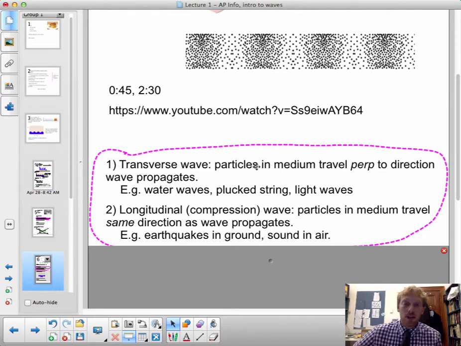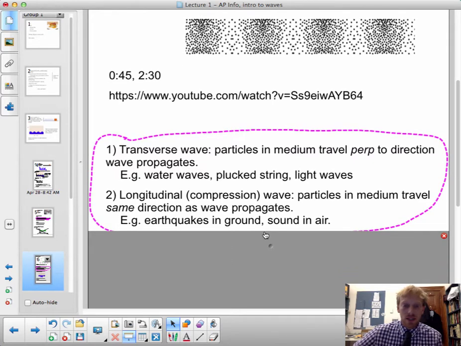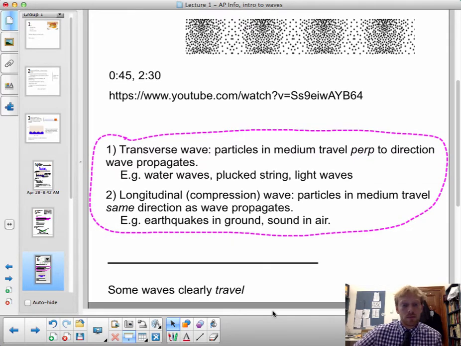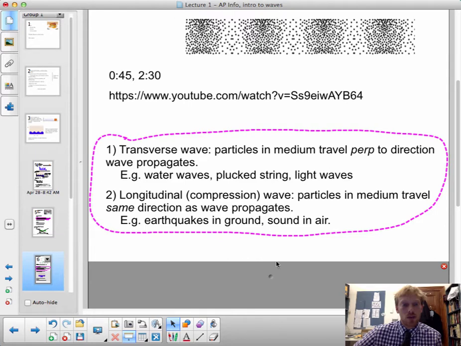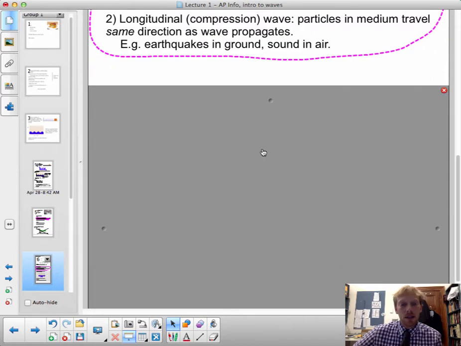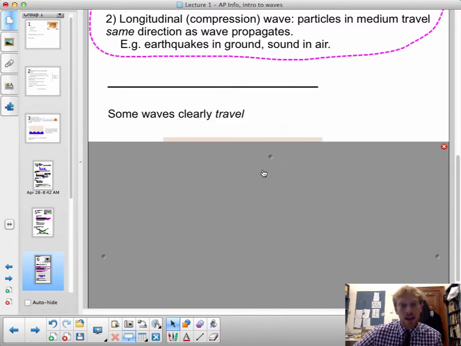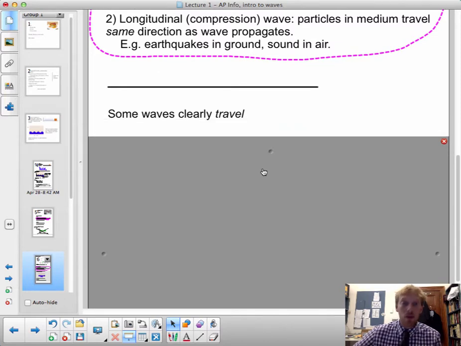Earthquakes in the ground work like that. Sound in the air works like that. Transverse waves versus longitudinal waves. I'm going to make another observation and a vocabulary word based on that.